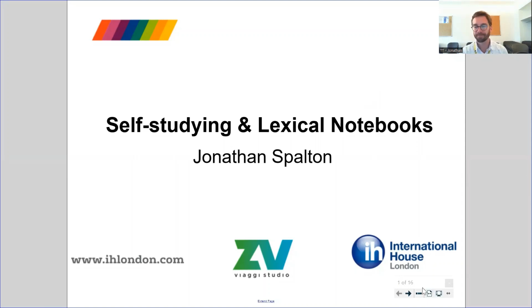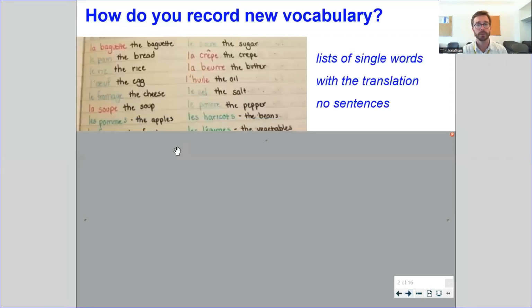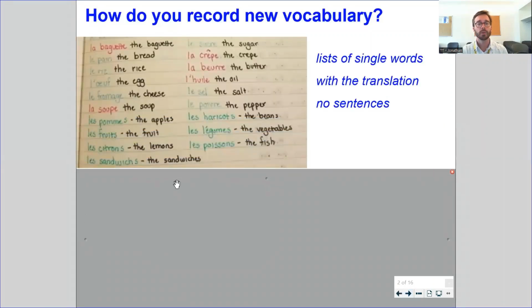Okay, so to start off with, let's have a think. When you're learning new vocabulary, how do you record it? What do you write down? What do you put in your notebook? Now, for most people, their notebook will look like this. There'll be lists, often of single words, and then a list of translations in your own language. There'll often be no sentences.